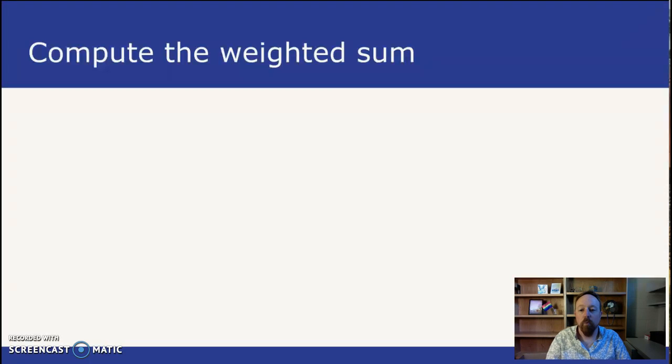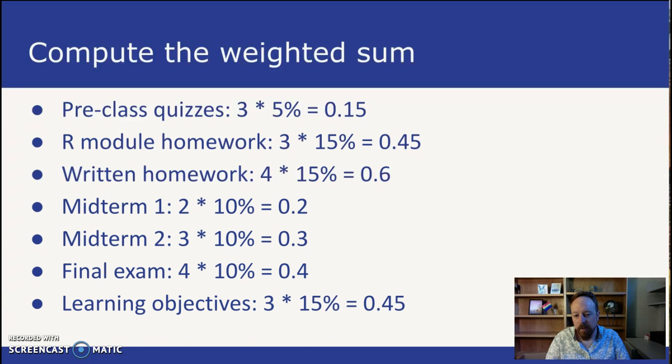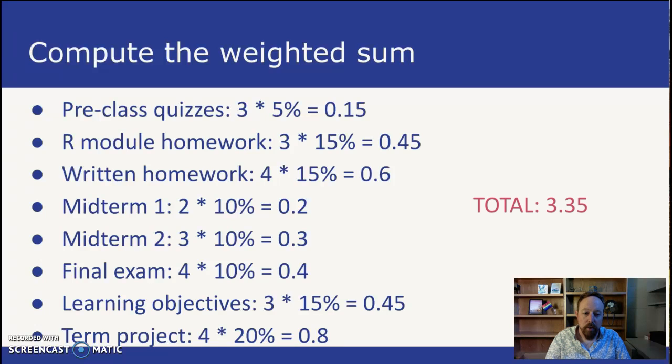Finally, we need to compute the weighted sum. So the pre-class quizzes are weighted at 5% of the grade. So we take our 3 grade points, multiply by 5%, we get 0.15. So on and so forth throughout the rest of the categories. And then we're going to add up all of those numbers. We'll get 3.35, and that works out to, for sure, a B+. So good job, Maria. You learned a lot of things in Data 220.